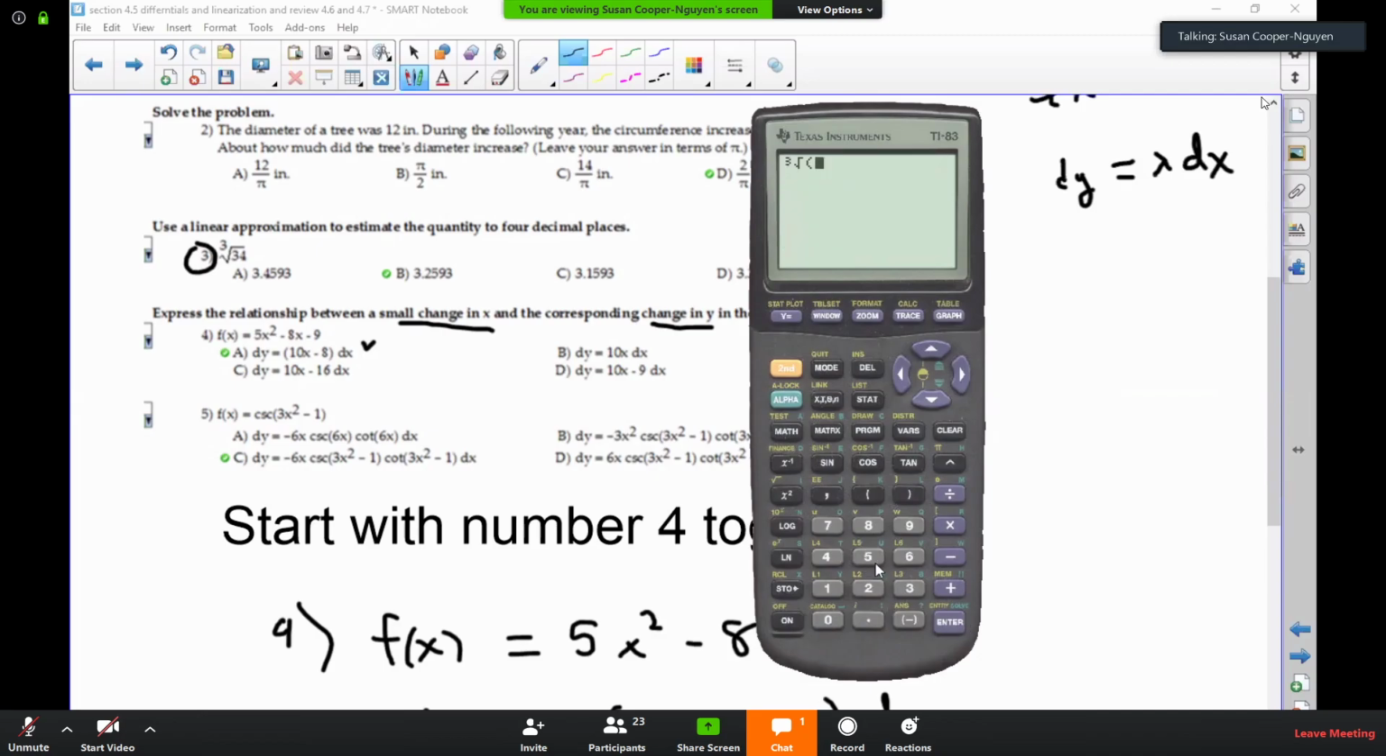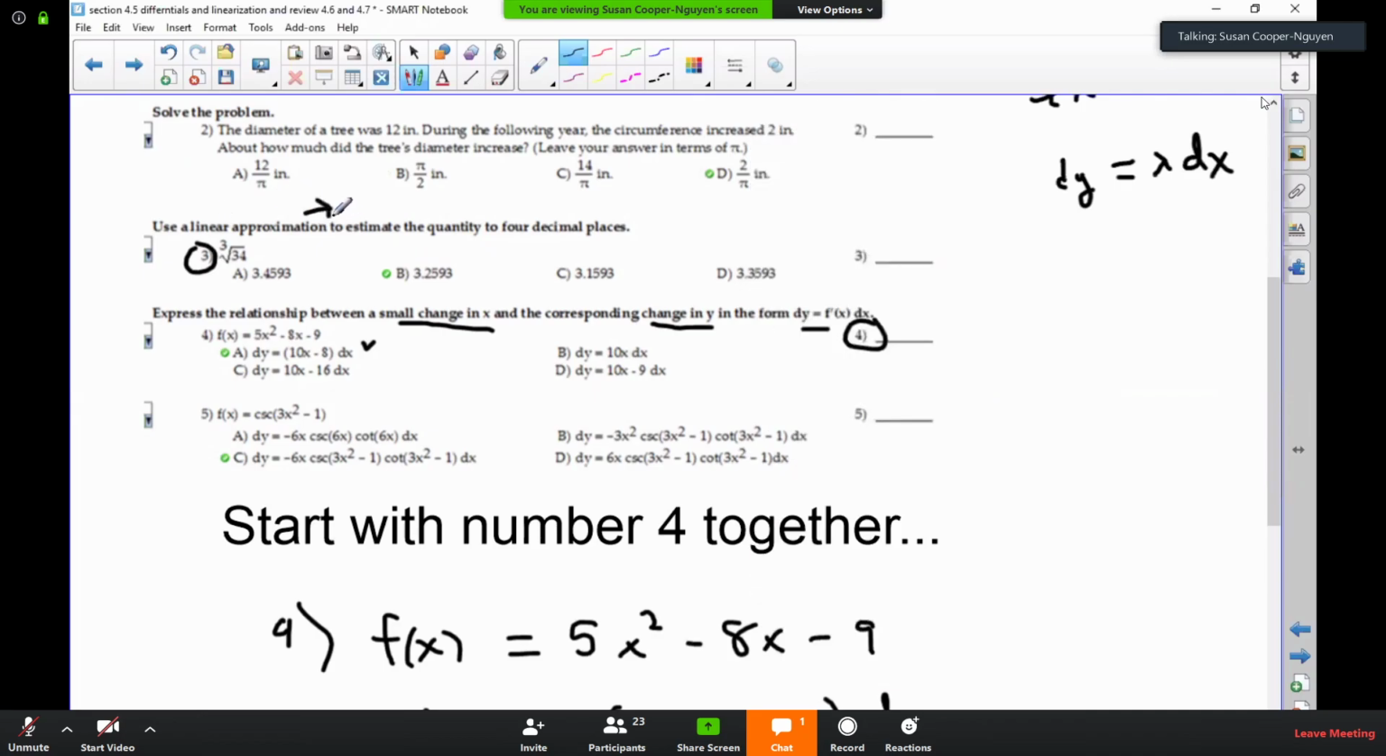So, cube root of 34. Now, I used a calculator, and I'm like, oh yeah, cube root of 34, 3.23. But notice here, the answer is 3.25 because it says use linear approximation and differentials. I don't know why the author didn't say that, because you're really using differentials. It is linear approximation, but it's also differentials, to estimate the quantity to 4 decimals. So a long time ago, since they didn't have a calculator, they would use differentials to try to get close to the approximation for that cube root.